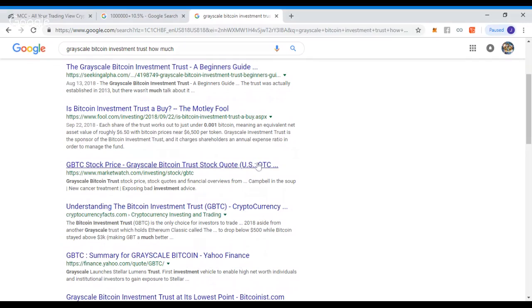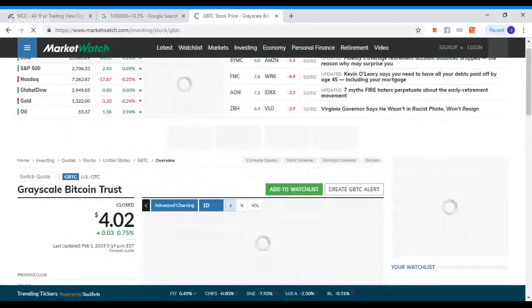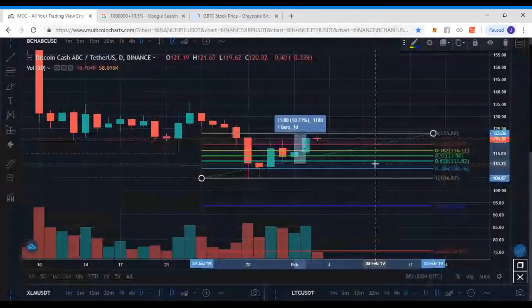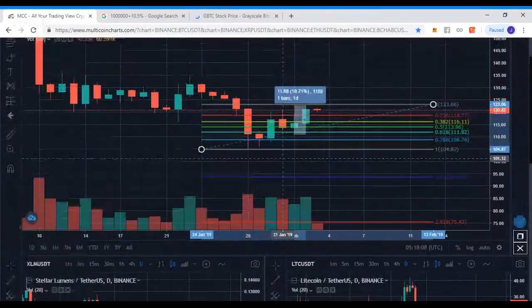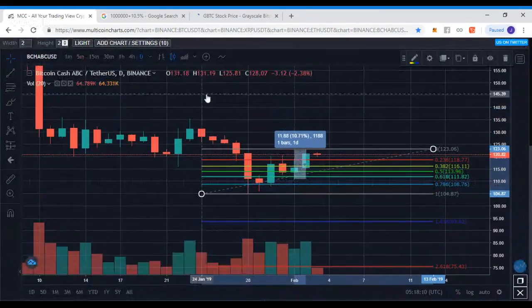GV stock price, understanding the Bitcoin. Sure. I'm not going to get too caught up on this, but just know that there are individuals playing with large amounts of money within the cryptocurrency space. I don't think I spend too much time on that. But okay, so looking at Bitcoin Cash, let's break this down.